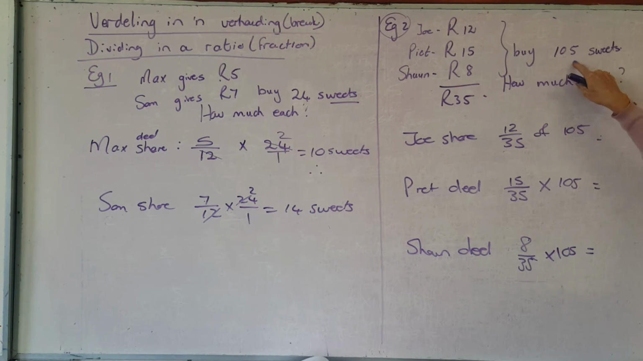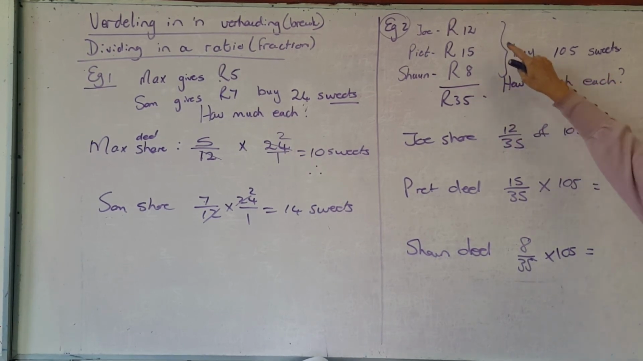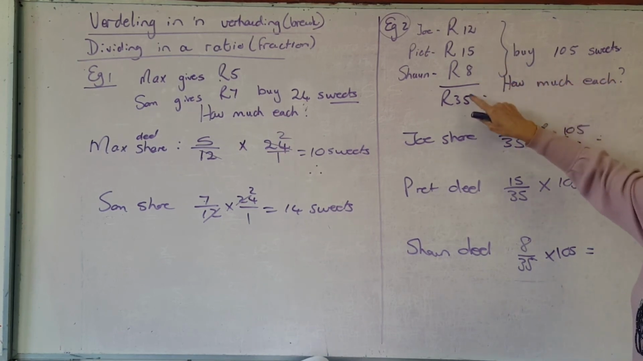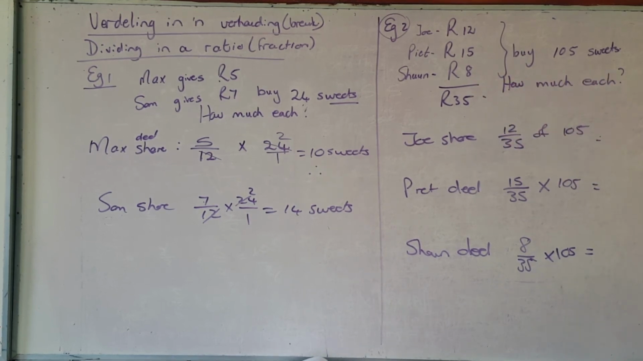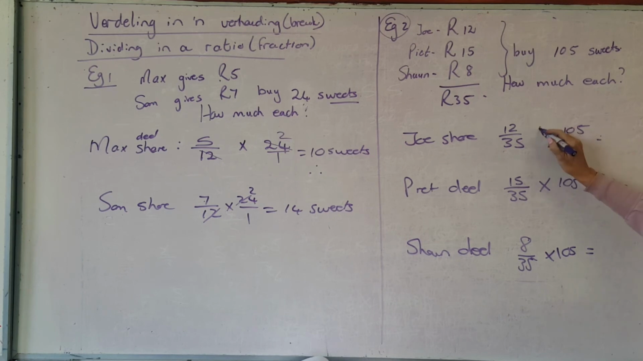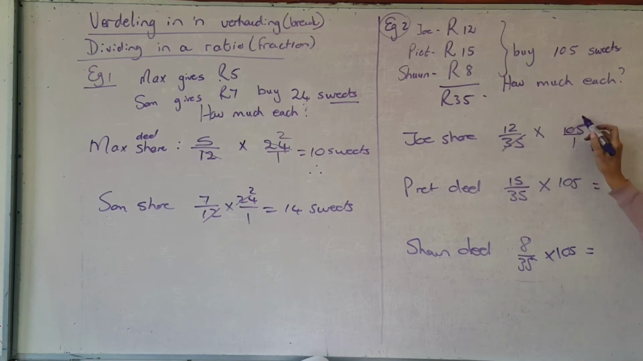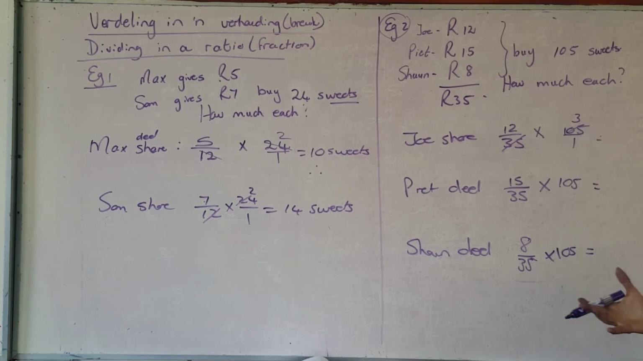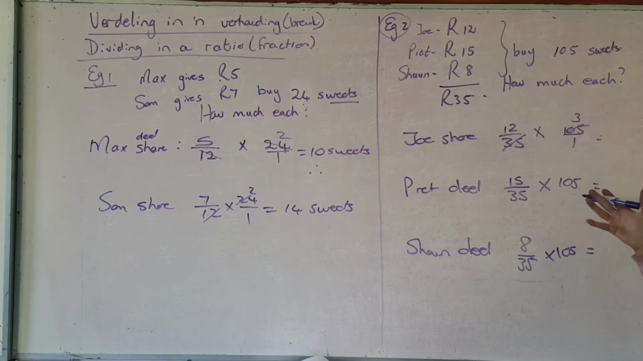15 out of 35 is van die 105. 8 out of 35 is van die 105. So the whole story is, it's 12 out of 35 of the 105, 15 out of 35 of the 105, 8 out of 35 of the 105. And then you take your calculator again because of becomes multiplication. And 35 goes into 105 exactly 3 times. I chose it that way so that it works nicely. But could you get fractions? Yeah.